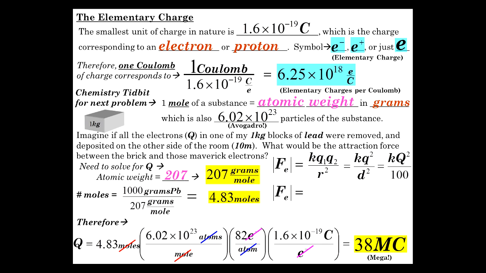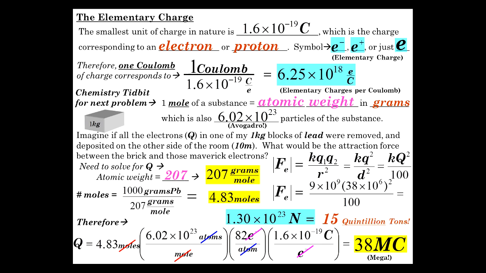38 megacoulombs, that's right. So the electric force, continuing where we left off here, we now know what the charge is. 9 times 10 to the ninth, 38 mega squared over 100 equals 1.3 times 10 to the 23rd newtons. Get a handle on that number. How many tons is that? Nothing in your experience helps you even to begin to comprehend the size of this force.